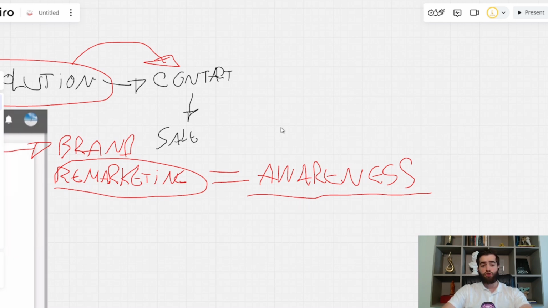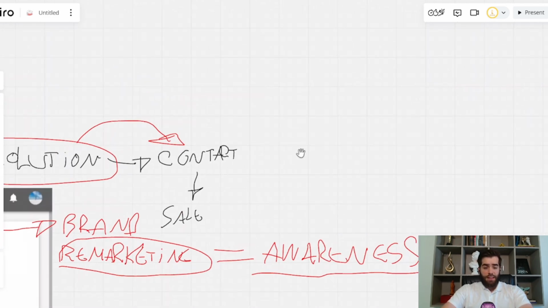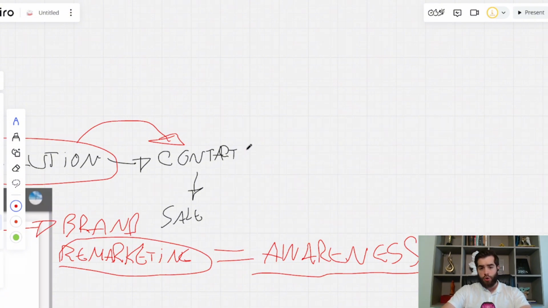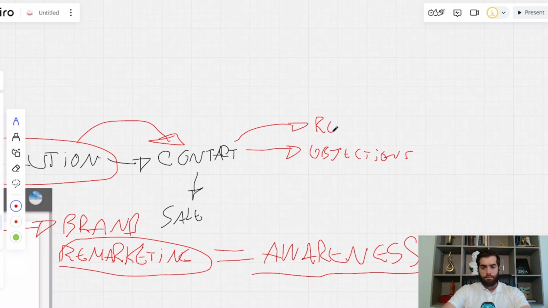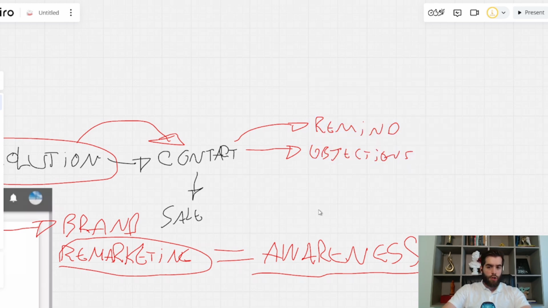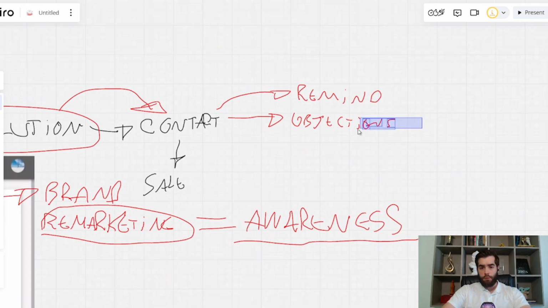And remarketing is really insane, because if that person gave you their contact and they didn't want to go forward, you can use awareness to talk about some objections that the person might have about you and your business. You can use display campaigns just to remind the person about your business, your company, what you do, and everything else. So it's really good to remind, and really good to solve some objections.